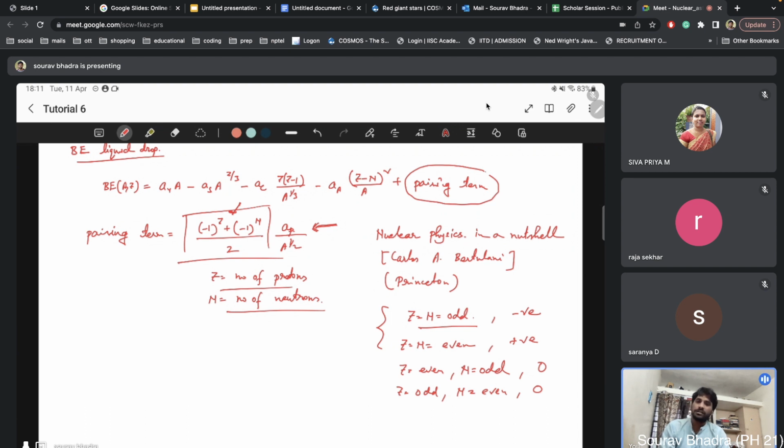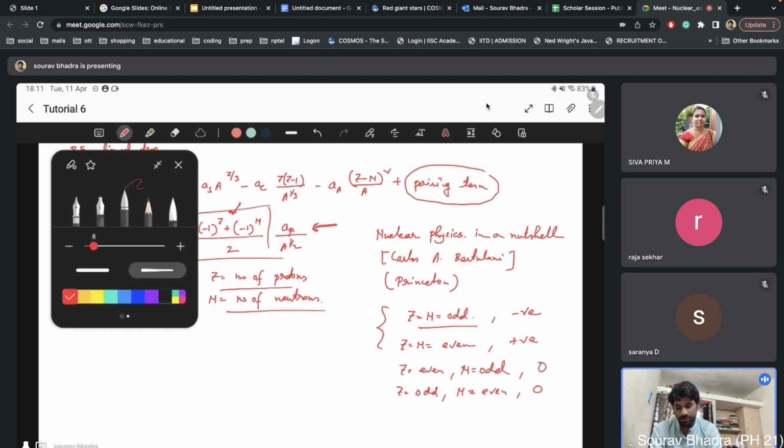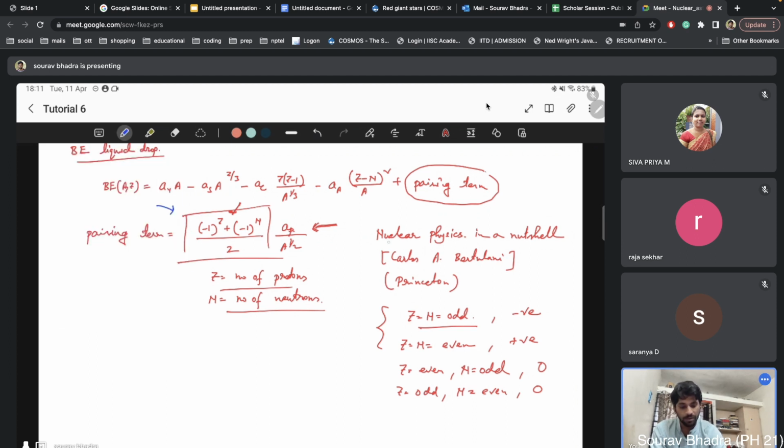Okay, so last time the students had some confusion, so don't consider the last pairing term which I did in the last class. All the other terms are the same: the volume, surface, asymmetry and Coulomb interaction terms. Just for the pairing term, use this new expression which I have written here from the book Nuclear Physics in a Nutshell by Carlos Bertulani. It is a better book to understand that pairing term.